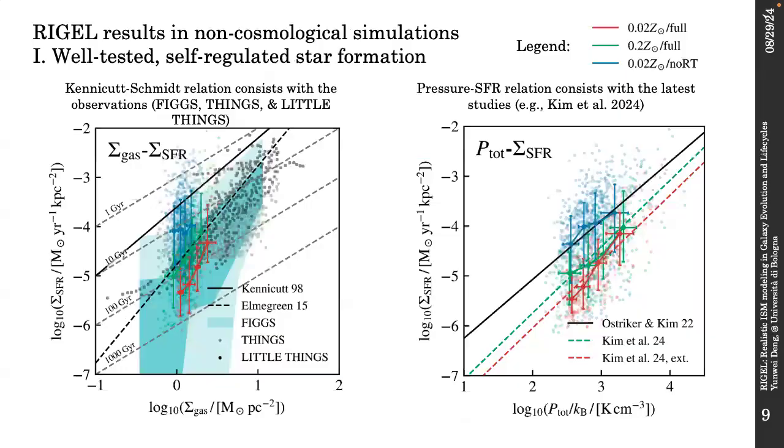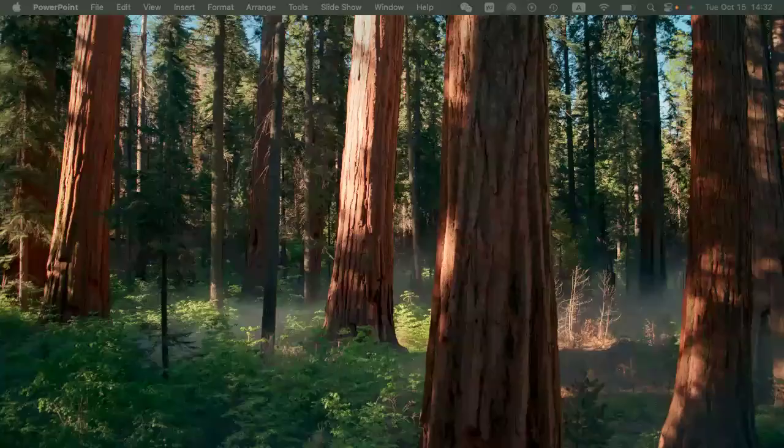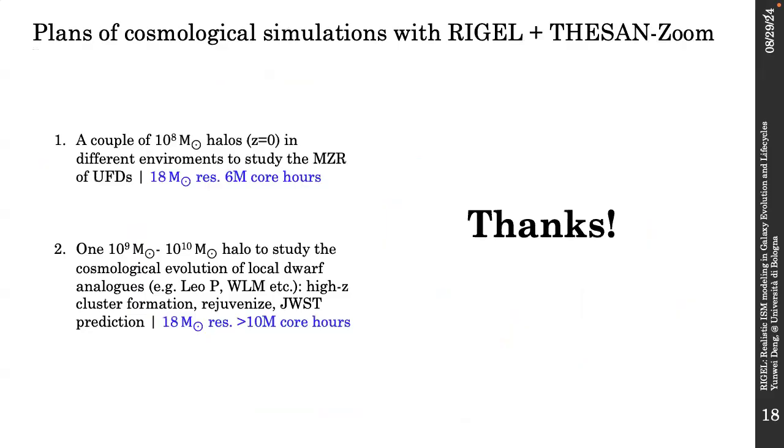But as I introduced at the beginning and what I will show at the end, I'm planning to run cosmological simulations with the RIGEL model. For example, I want to run a 10^9 to 10^10 solar mass halo to study the cosmological evolution of local dwarf galaxies. In this case, we can finally see whether it has bursty star formation on a cosmological evolution scale.